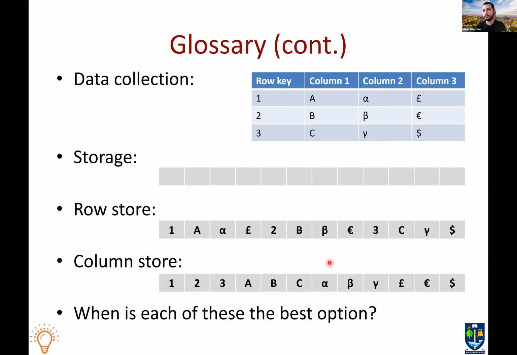Whereas if you have a column store, what you need to do is find where that column begins here, and then just read sequentially through it. It's much more efficient to do it like this.